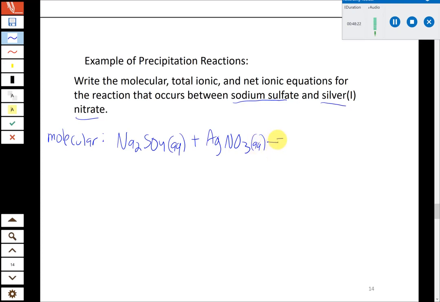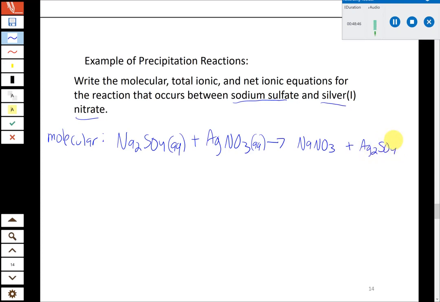And then the 2 products are going to be where we swap the cations and the anions. So we're going to take Na+ and combine it with NO3- to make sodium nitrate, which is just NaNO3. And then we're going to make silver sulfate, which is Ag+ with SO4 2-. So the correct formula for that would be Ag2SO4. +1 cation, 2- anion.